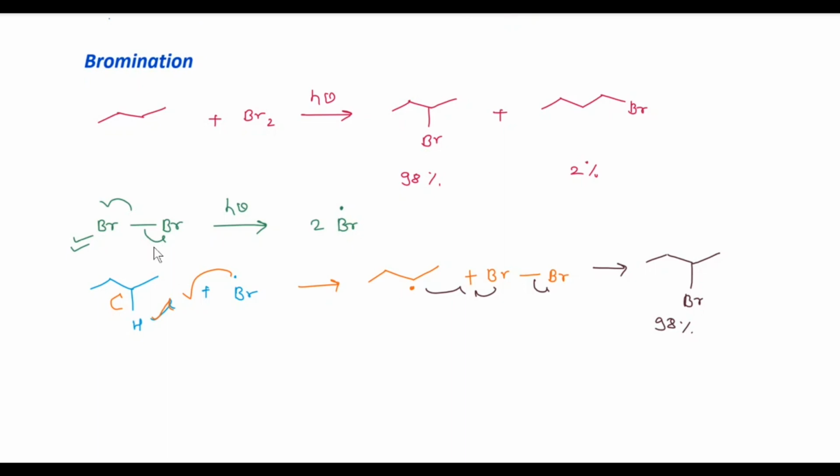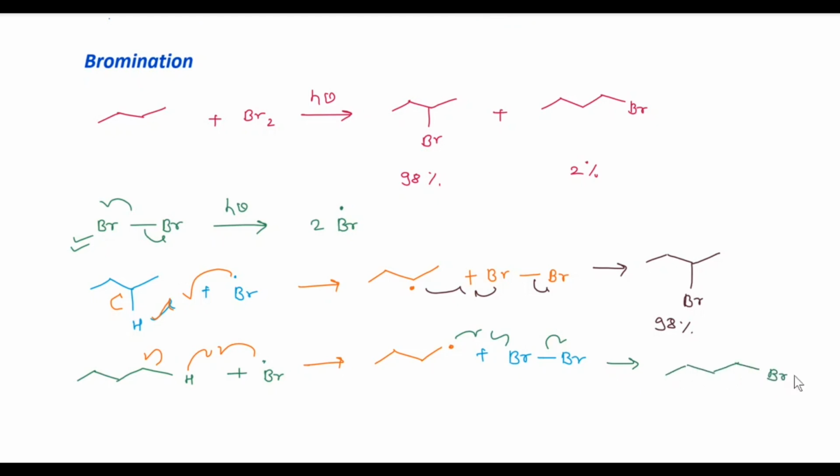Let us see the mechanism of 1-bromobutane. The first step is the same, so in the next step the Br radical abstracts this hydrogen and a new butane radical is formed, which is a primary radical, and this radical again reacts with a Br2 molecule. We get 1-bromobutane, which is in minor amount.